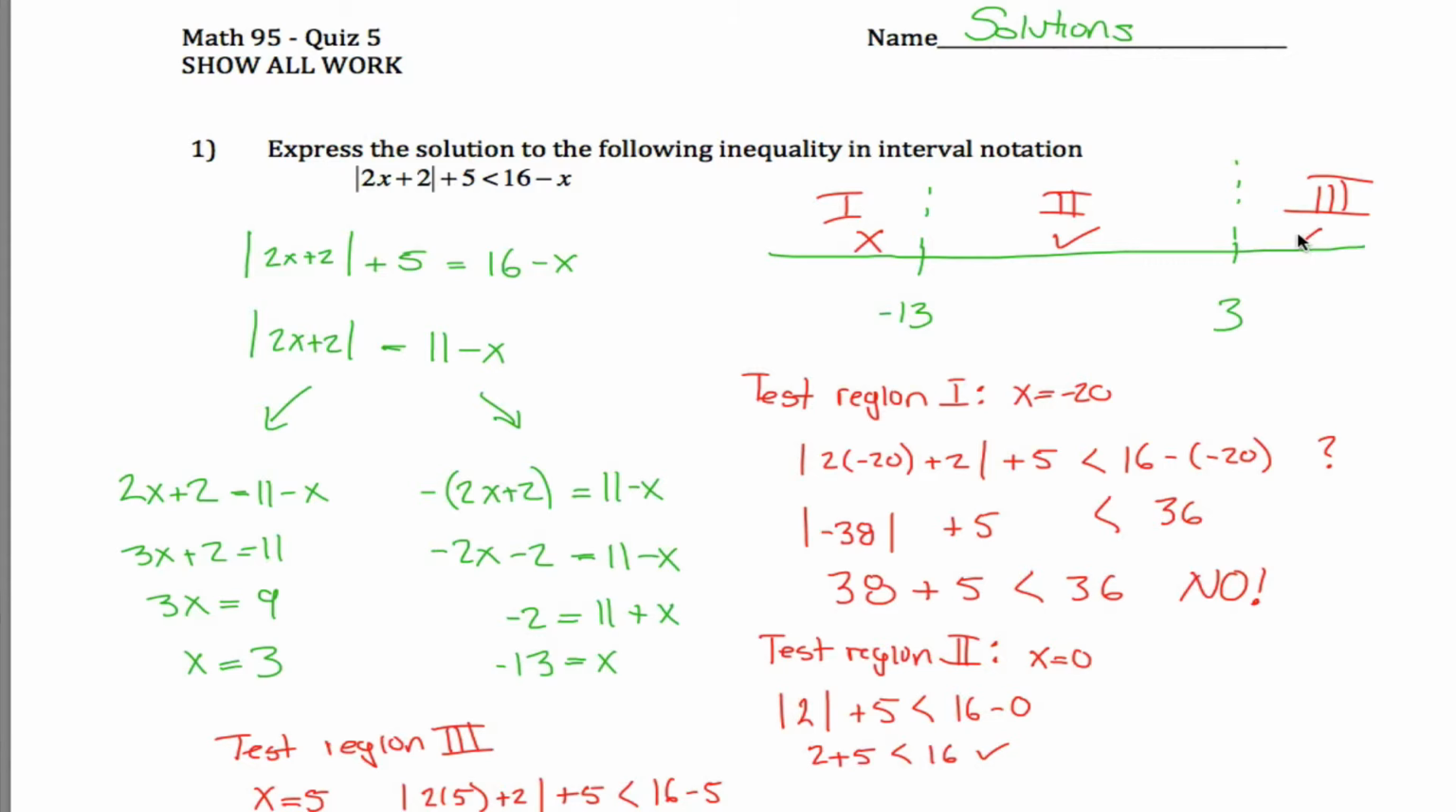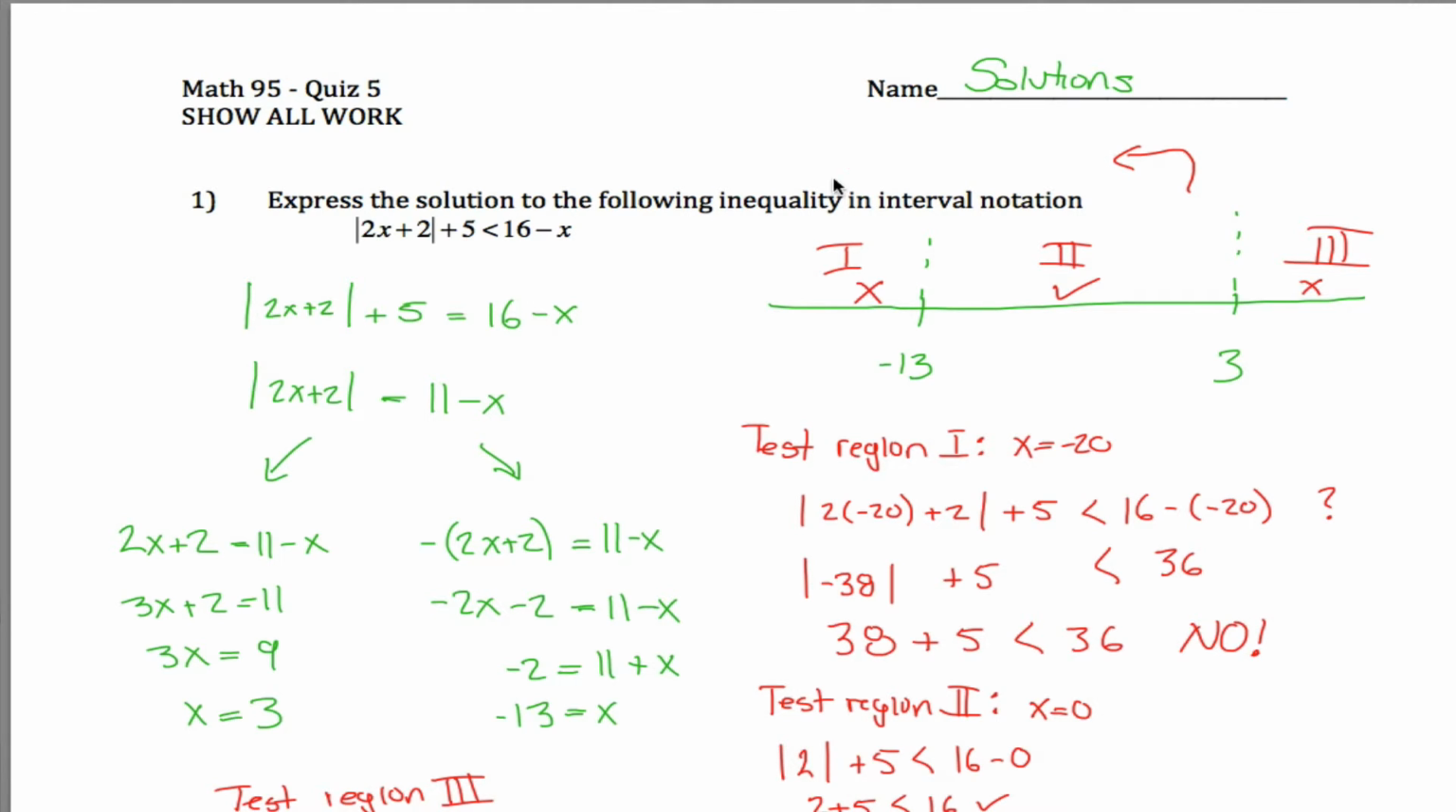If 5 doesn't work, that means none of the numbers in this region work. So the only numbers that work are the numbers in region 2. So the solution is, let's see, it says in interval notation. So I want all the numbers from negative 13 up to positive 3. What about those endpoints? Do you want to include those or not?